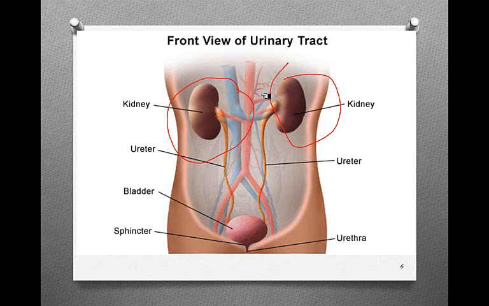They are in the posterior aspect of your abdomen in the flank area, in the retroperitoneal cavity behind the peritoneal membrane. They're protected by your ribs, your renal fascia, and adipose tissue, a thick pad of fat, which is all around the kidney.